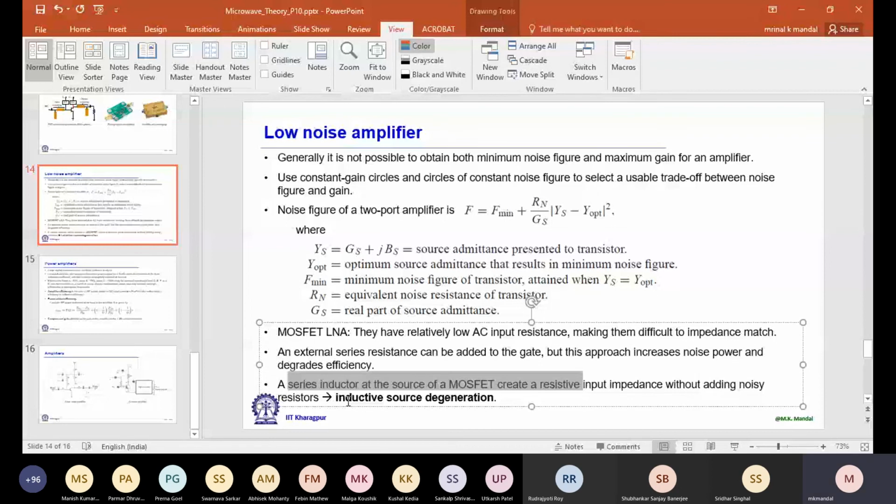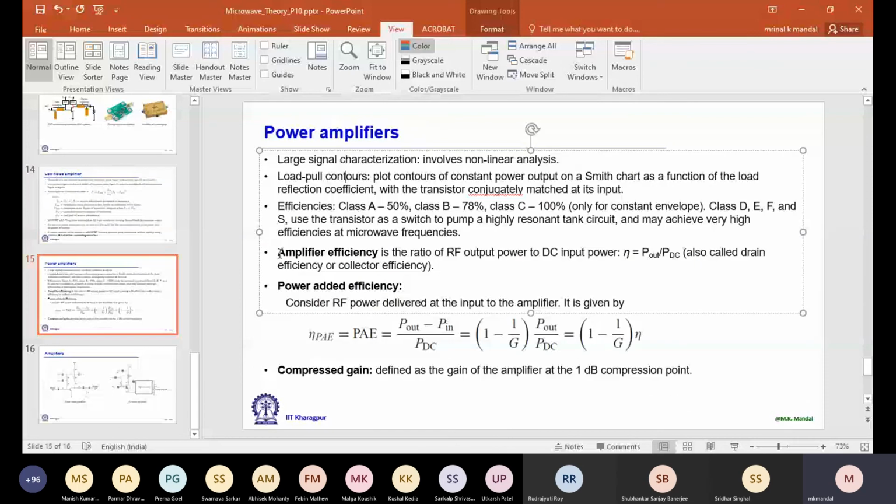Next, it is the power amplifier. Okay, I do not think we have enough time. Maybe another day we can have a 10-15 minute discussion on types of amplifiers, because it is also important to have some basic concept on it.